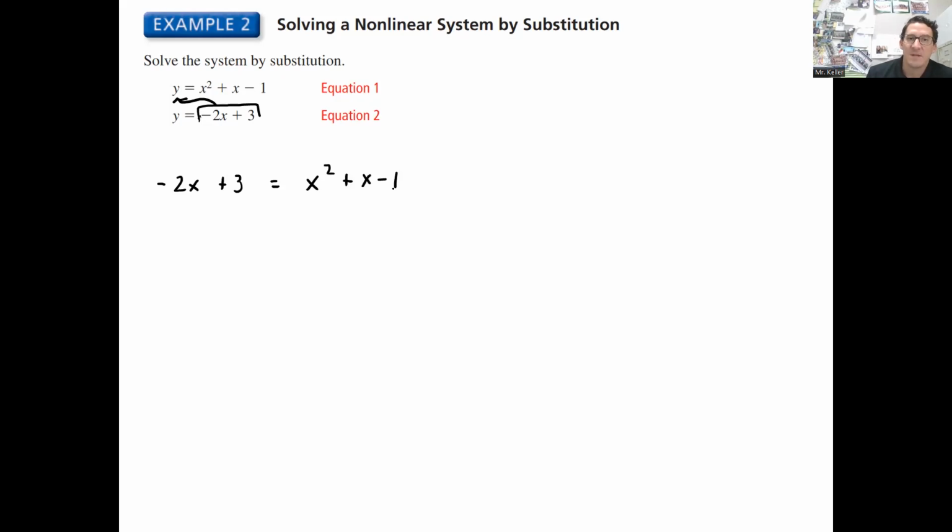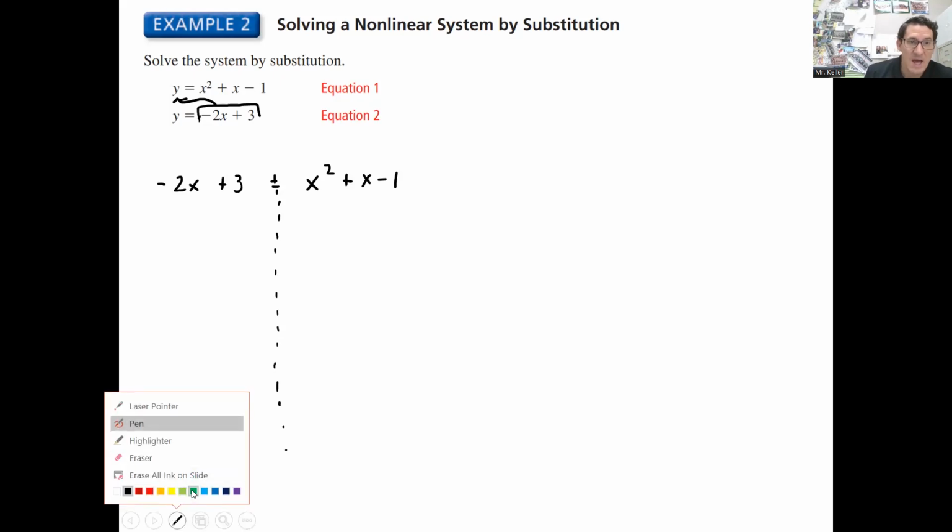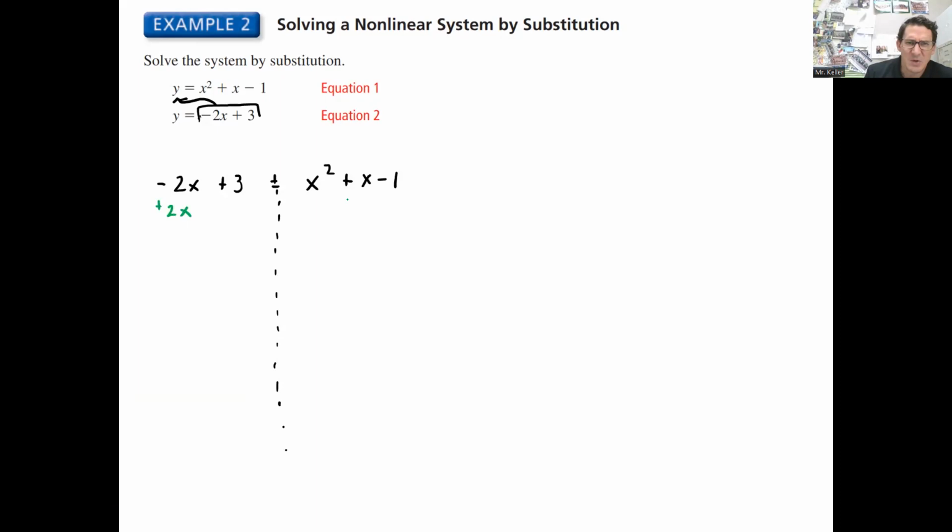All right, and then I'm going to solve this. Because it's a quadratic, we want everything on one side of the equation. So I am going to add 2x to both sides. Make sure you add it to its like term. And then while I'm at it, to save some time, I'm also going to subtract 3 from both sides. Subtract 3 from its like term over there as well. So -2x plus 2x cancels out. Plus 3 minus 3 cancels out. I just have 0 over here. And then x squared, x plus 2x is 3x. -1 minus 3 is -4.